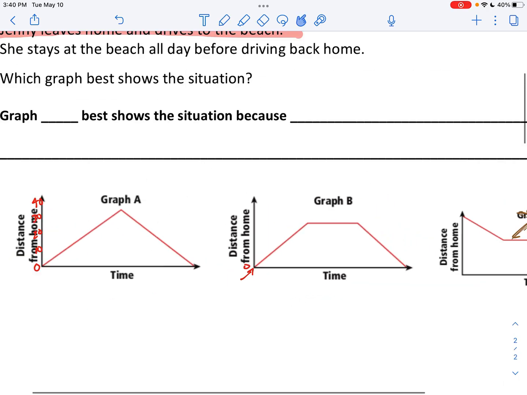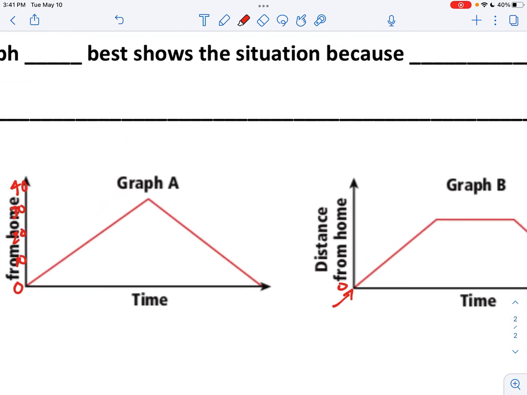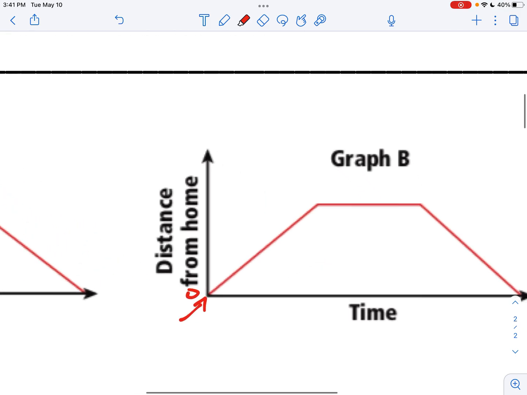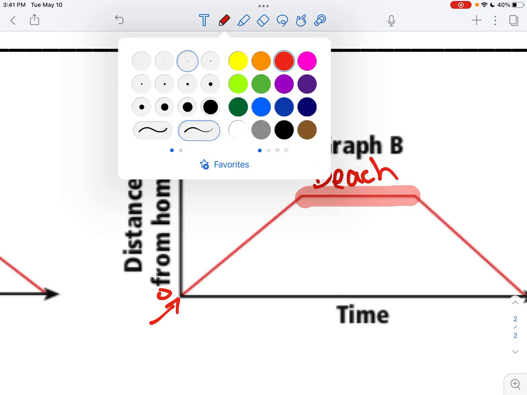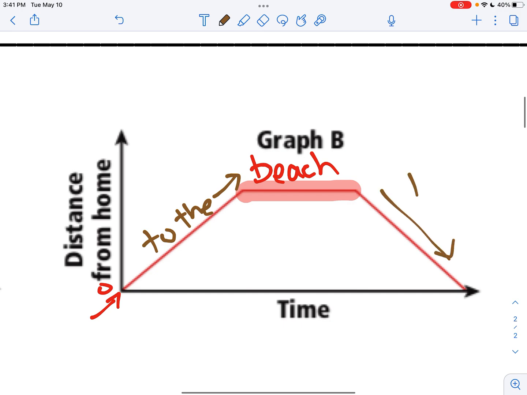All right, so here we go. Let's read the next sentence. The next sentence on the top says, she stays at the beach all day before driving back home. So one of these graphs, A or B, shows that she's staying somewhere, and we already talked about it. It's graph B. This spot right here, that's her hanging out at the beach. B-E-A-C-H. That's her beach time, right? She went to the beach, and then she goes back home.